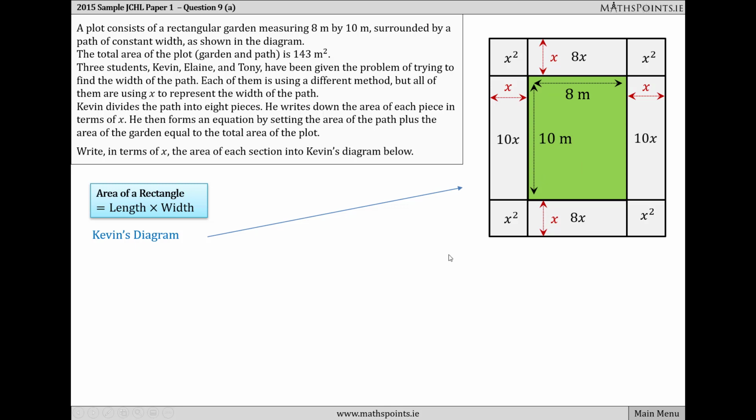So the final area in Kevin's diagram is an area that just has the 2 numbers 8 and 10 attached. So the area of the garden is 8 by 10, which is 80. So we've written the area of each section of Kevin's diagram in terms of x, and we've also included the 80 that goes in the middle that represents the area of the garden.